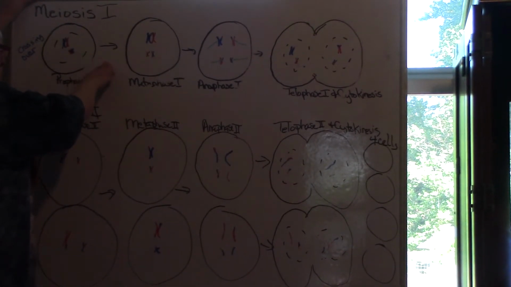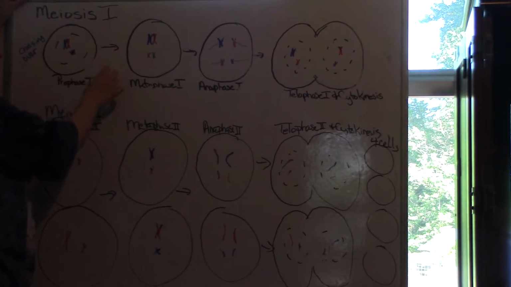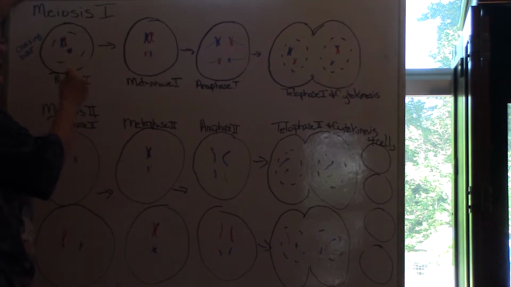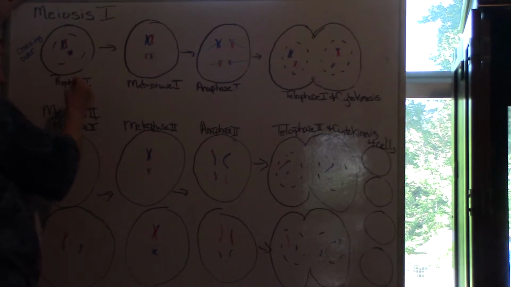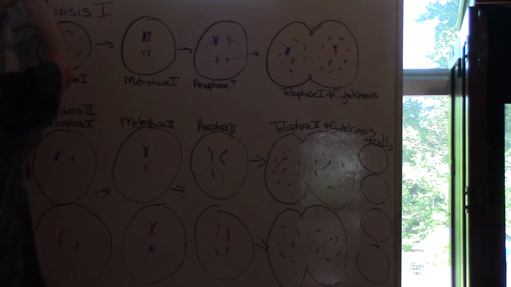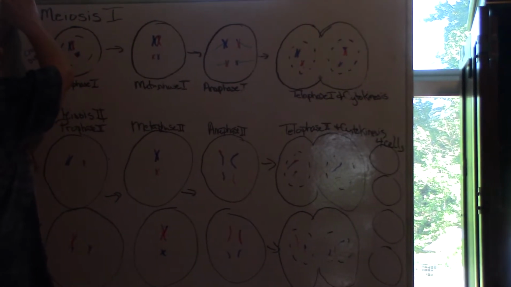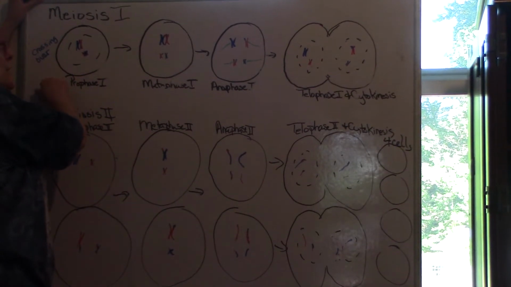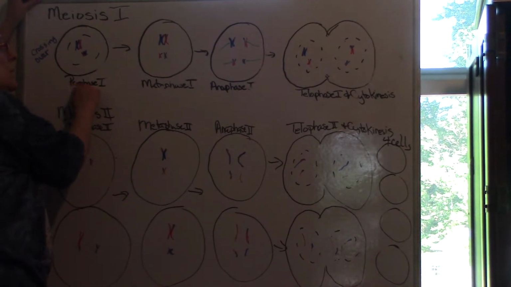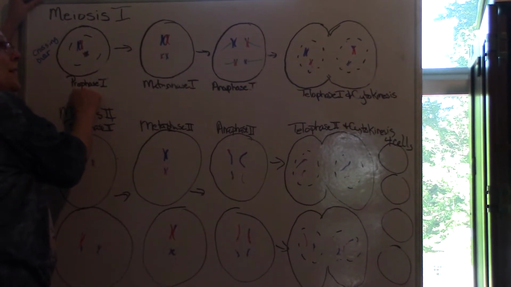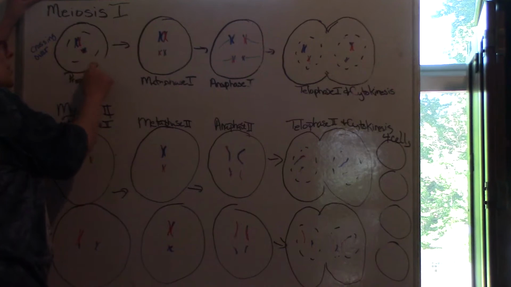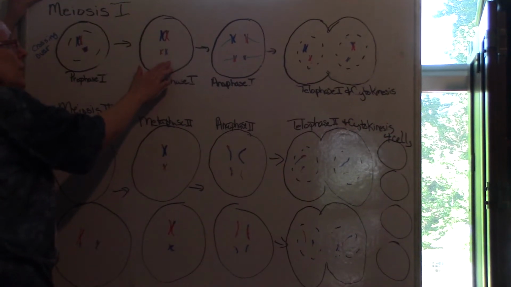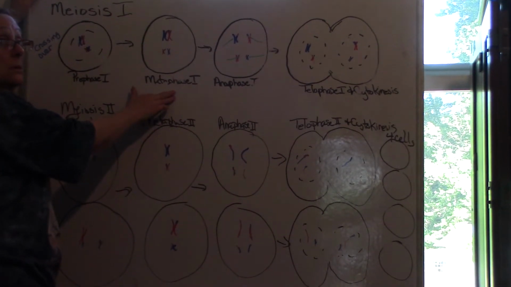With oogenesis, it's different. While a female is a fetus, still in her mom's uterus, she has oogonia that are dividing by mitosis. Some of them differentiate into primary oocytes. And what they do is they do their crossing over, and then they go into metaphase and they stop.